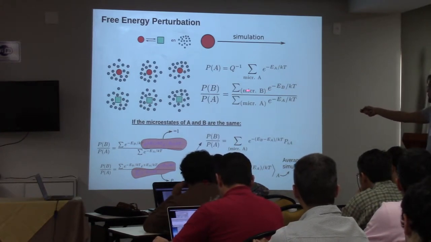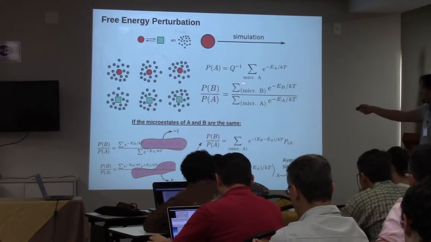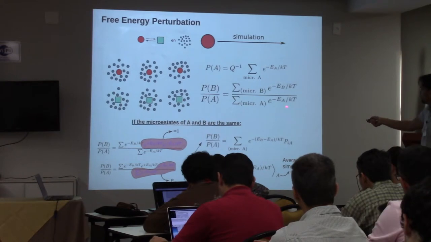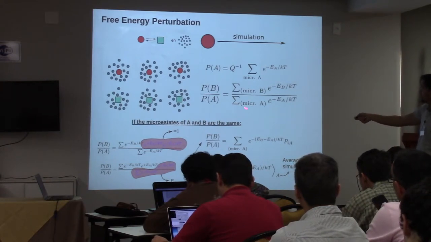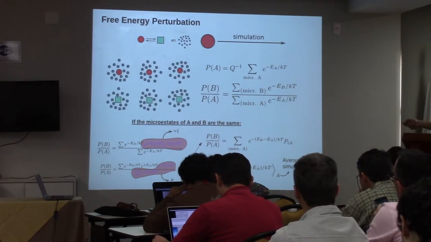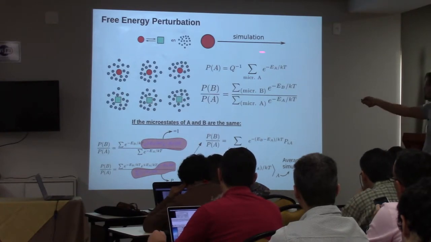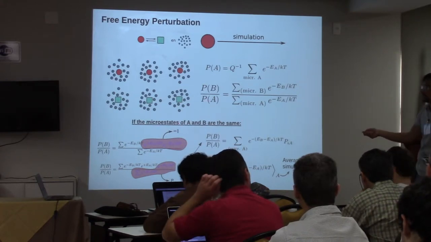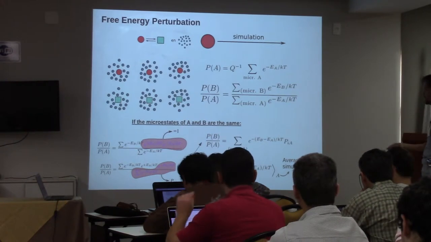This is a sum over all configurations compatible with the green square of the exponential of the energy of the green square, over a sum of all configurations compatible with the red ball of the exponential of the energy of this red ball in the simulations. However, we are supposing that this simulation of the red ball sampled all configurations of the solvent. Every configuration of the solvent is sampled already in the simulations.